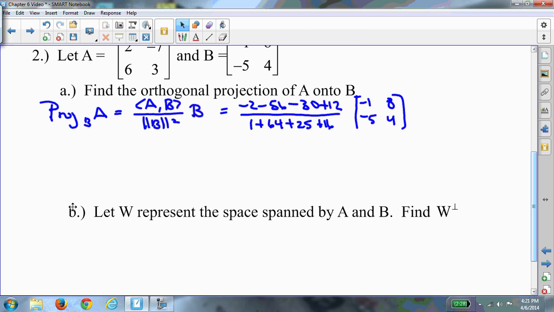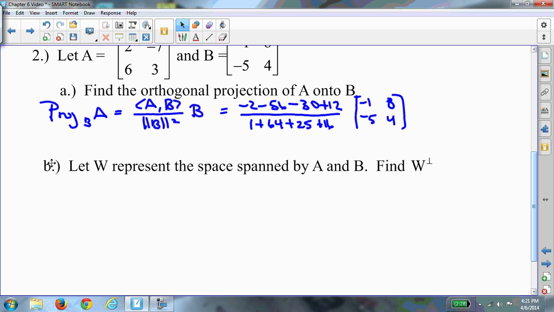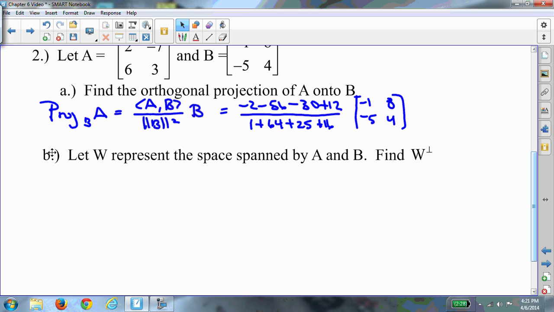Now, to find W perp. We're going to let W represent the space spanned by A and B, and we're going to find W perp. Well, W perp represents all the vectors that are orthogonal to A and B. So basically, I want to set up a system so that these matrices dot something equals 0. To do that, we want to think of them almost as vectors.